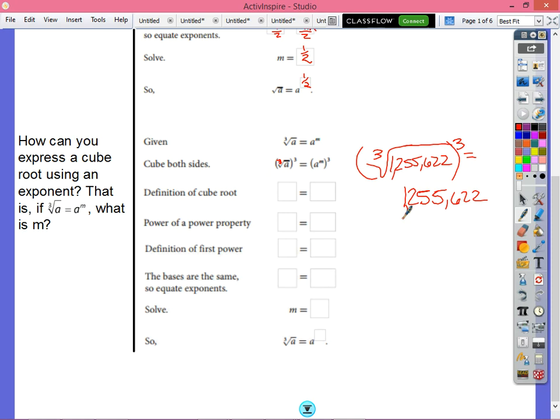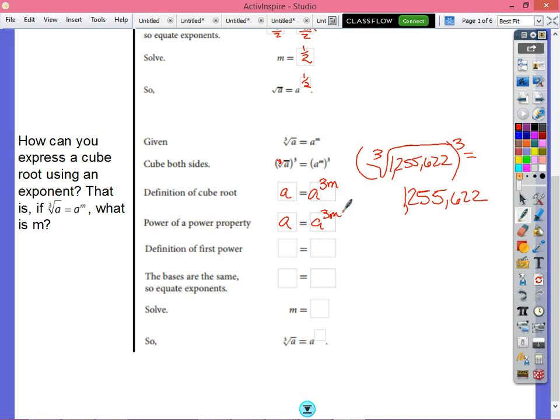It's just like multiplying by 2 and then dividing by 2. Those would undo each other. Okay. So here you're just going to get an A. Here you're going to get an A to the M to the third. That would just be 3M. Okay. So then we could say that, let's see, definition of cube root. I guess at that point, well, it doesn't matter. Let's just rewrite that. A equals A to the 3M.